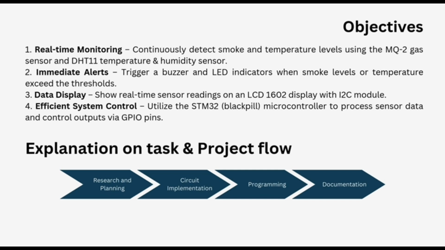Our project follows a structured workflow divided into 4 main phases. First, research and planning. We start by identifying the problem and selecting our project title. To develop an effective solution, we research existing fire detection systems, determine the required components, and design the system architecture.